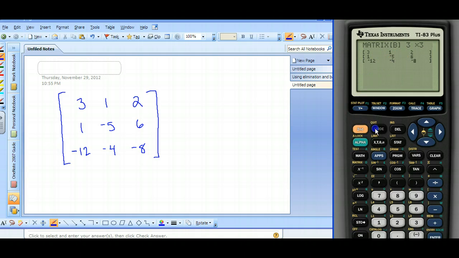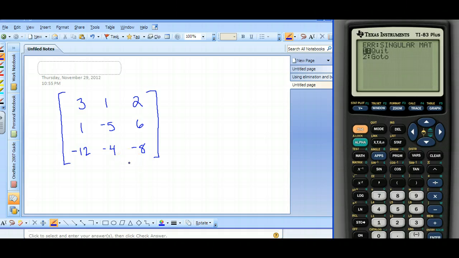I've got it stored as matrix B. If I tell it to find the inverse of B, it says error, singular matrix, meaning that this matrix is not invertible. The problem here is this bottom row is a scalar multiple of the top row. If I multiply the top row by negative 4, I get this: 3 times negative 4 is negative 12, 1 times negative 4 is negative 4, 2 times negative 4 is negative 8. So this whole entire bottom row just results from multiplying the top row by negative 4.